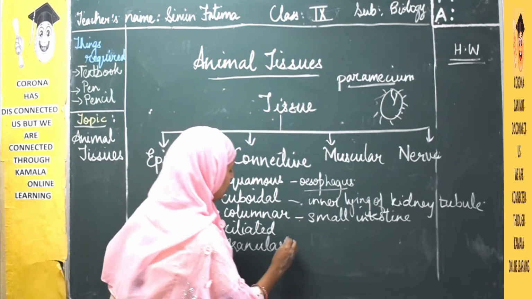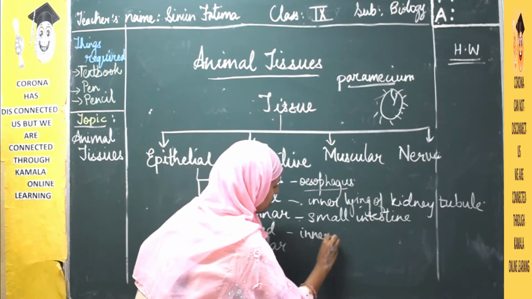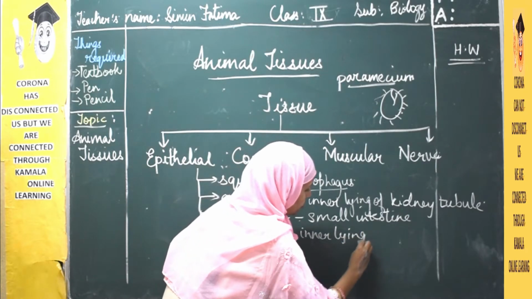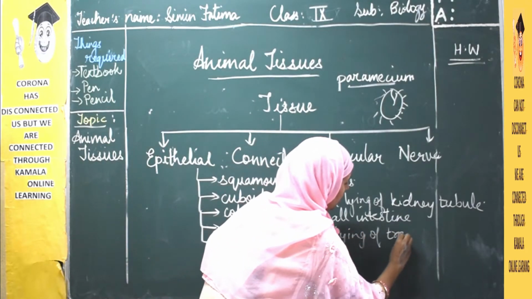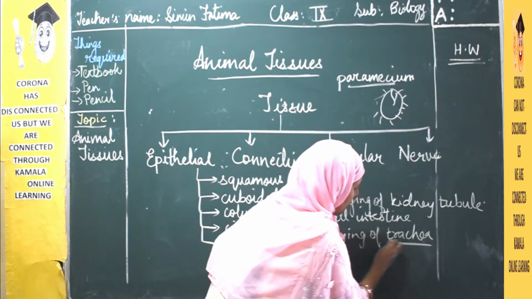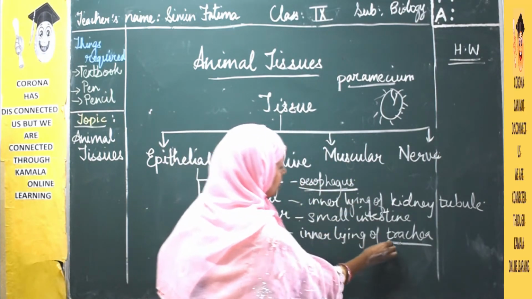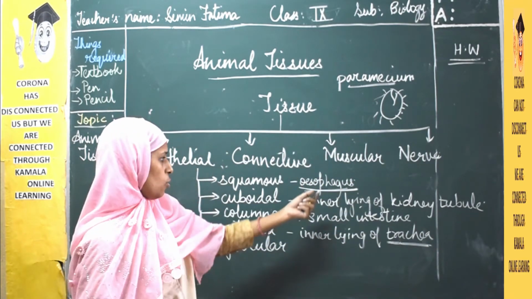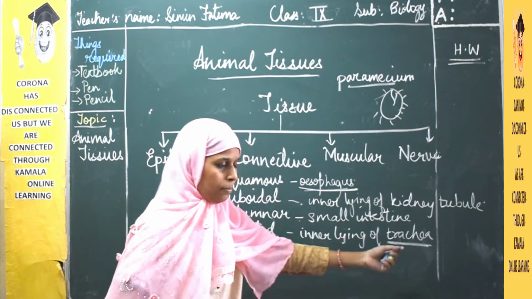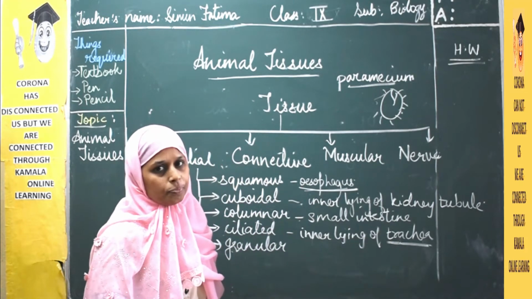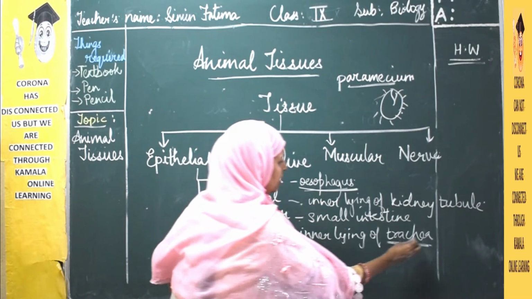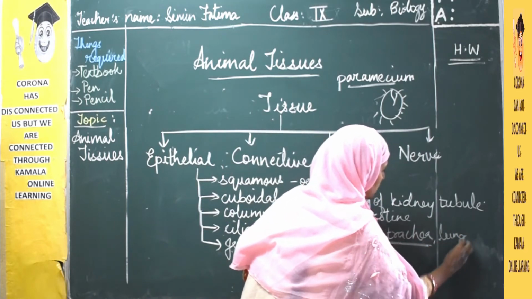It is generally found in the inner lining of the trachea. Now again the word trachea came here. Here you have seen esophagus, here is trachea. The food pipe is known as esophagus and the windpipe is known as trachea. Okay, and even also in the lungs it will be found inside the lungs.